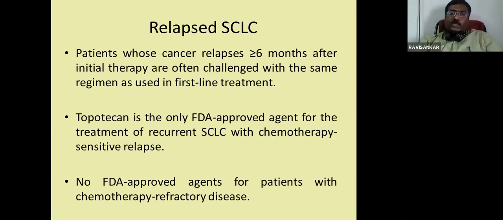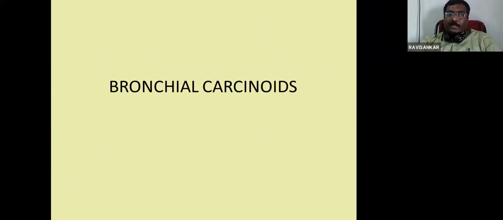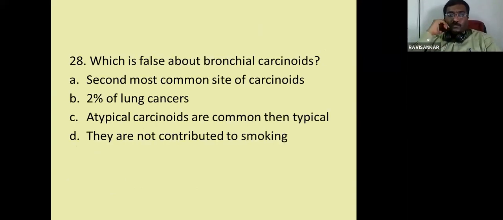When small cell lung cancer relapses, you have to think like ovarian malignancy, where if the relapse is greater than 6 months, you can go ahead with the same regimen. If the relapse is less than 6 months, you can go for second line treatment. Bronchial carcinoids, which is false about bronchial carcinoids?